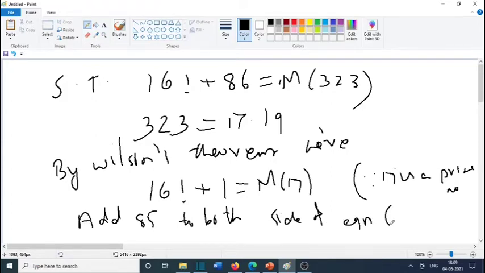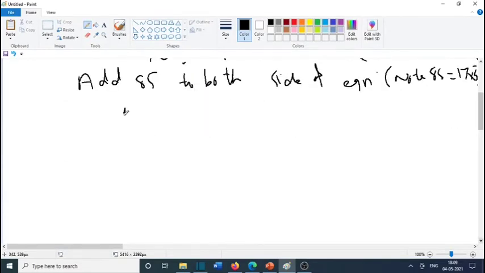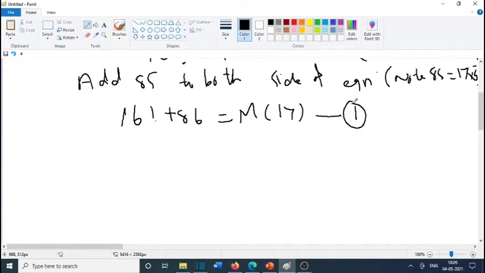And now 85 is 17 into 5. So 16 factorial plus 85, 1 plus 85 is 86, is a multiple of 17 plus 85, which is a multiple of 17. So this is equation 1.